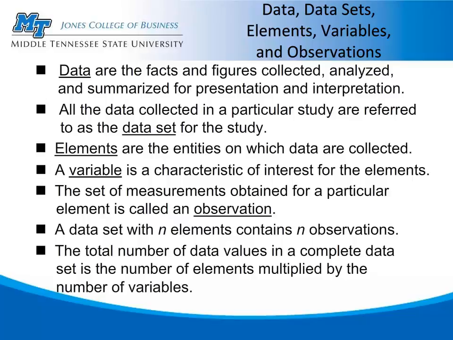The elements in a study of this type would be the students themselves. We're collecting data on the students. Weight is just one of the variables that we could come up with. We could also come up with the grade point average for a particular student. But when you look at all the different sets of measurements for a particular student, that would be referred to as an observation. And you can come up with the total number of the data values in your data set by multiplying the number of elements, in this case the number of students, by the number of variables, the number of different characteristics that we're collecting for each one of those students.